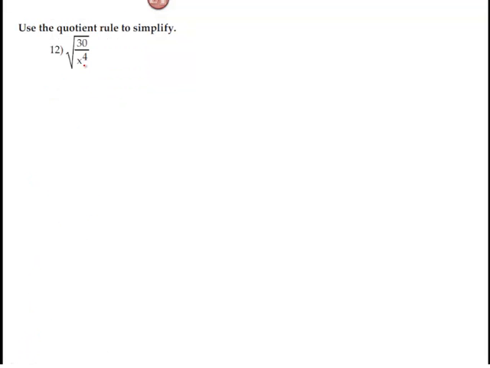Use the quotient rule to simplify. The quotient rule they're referring to is the fact that we can split this up into 2 separate square roots. And the times when it's helpful to do that is when either on the top or the bottom we have something that we actually can take the square root of.